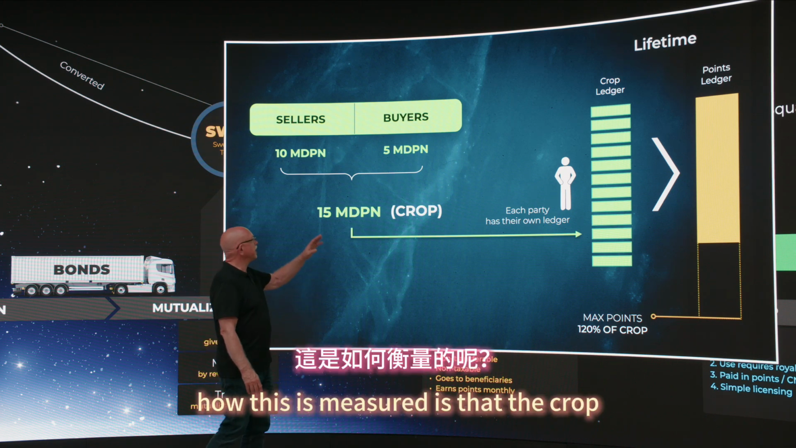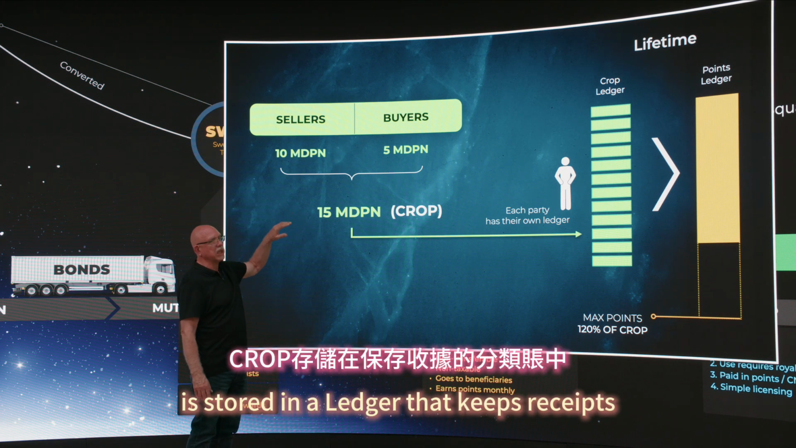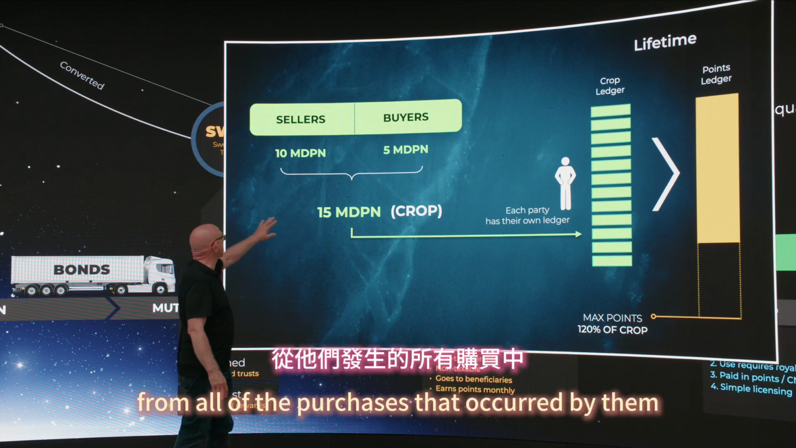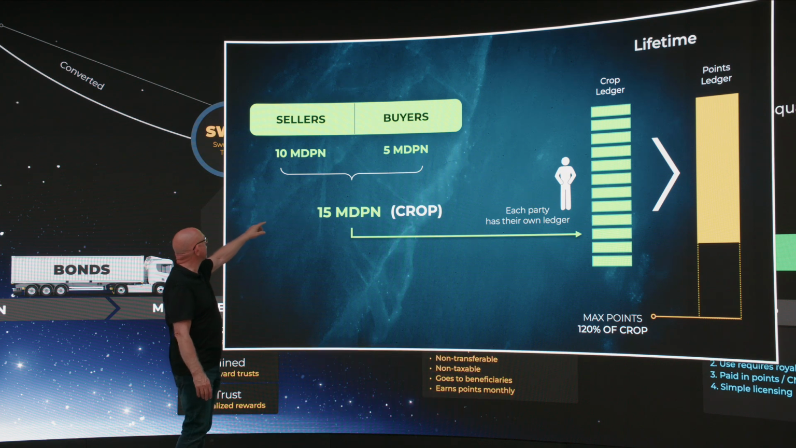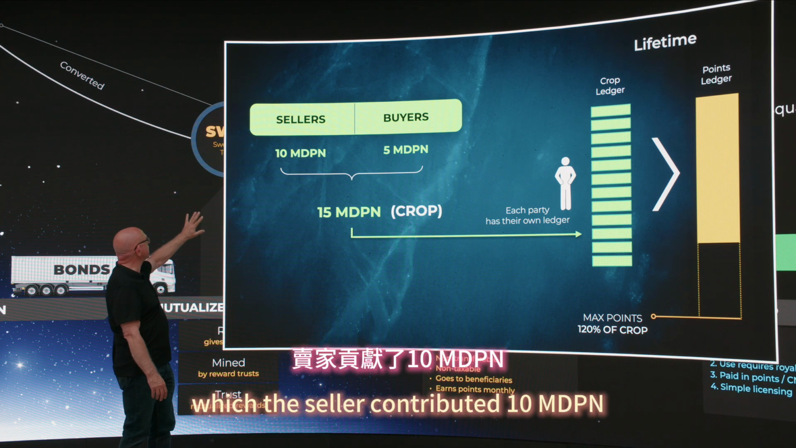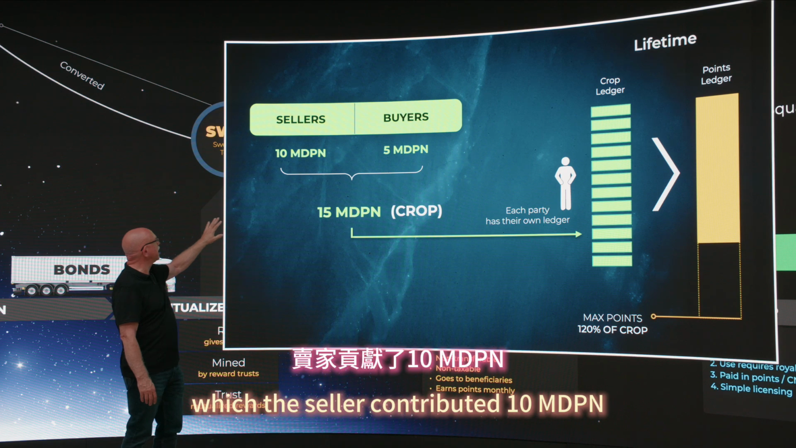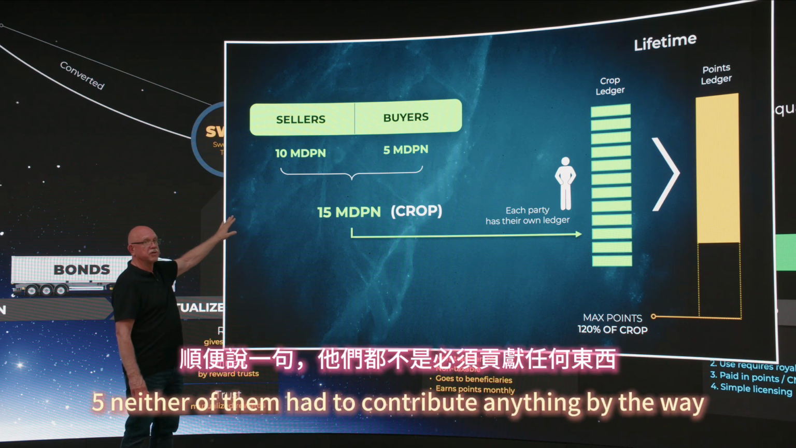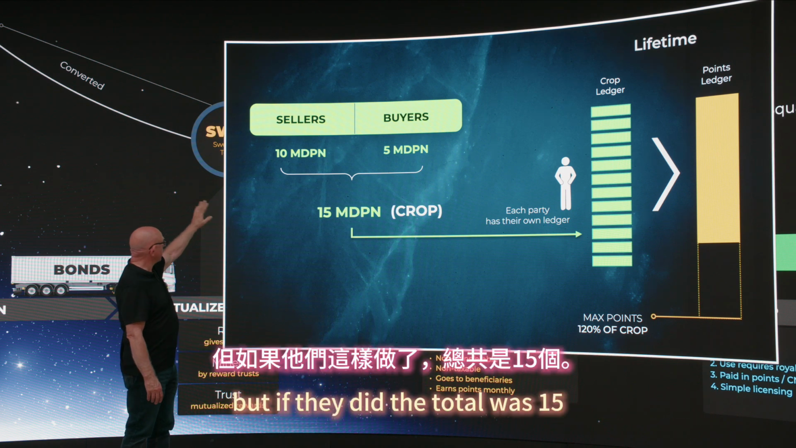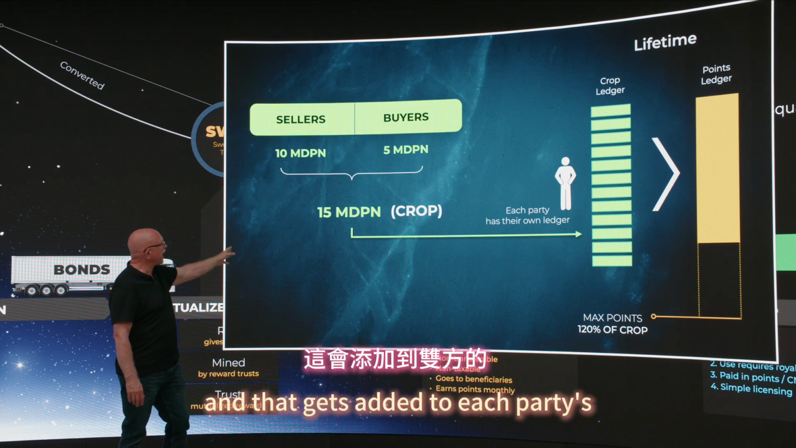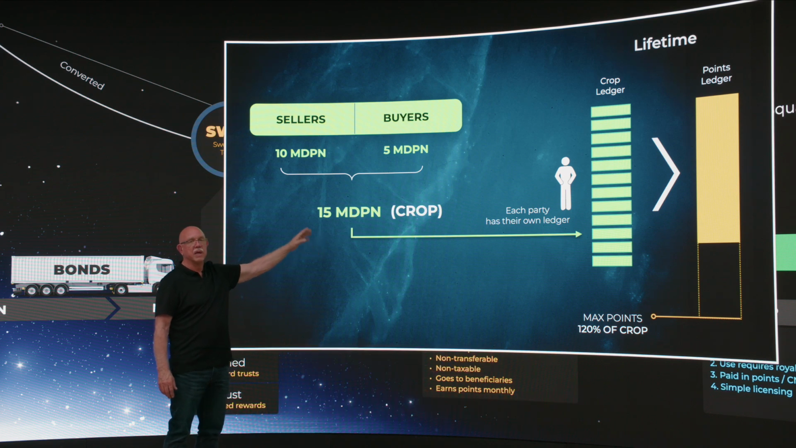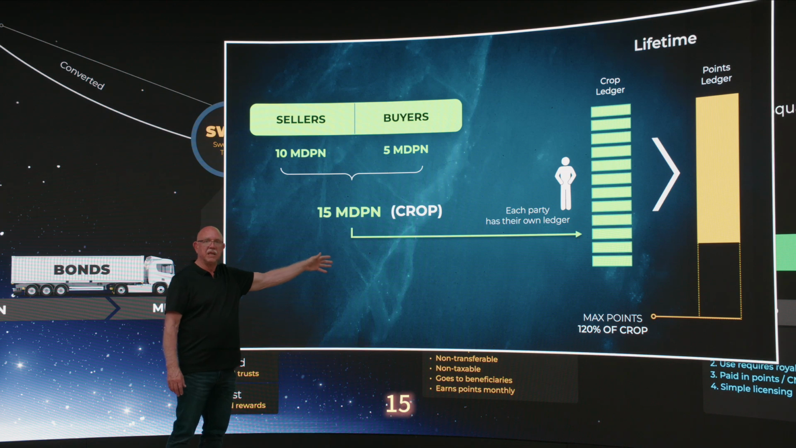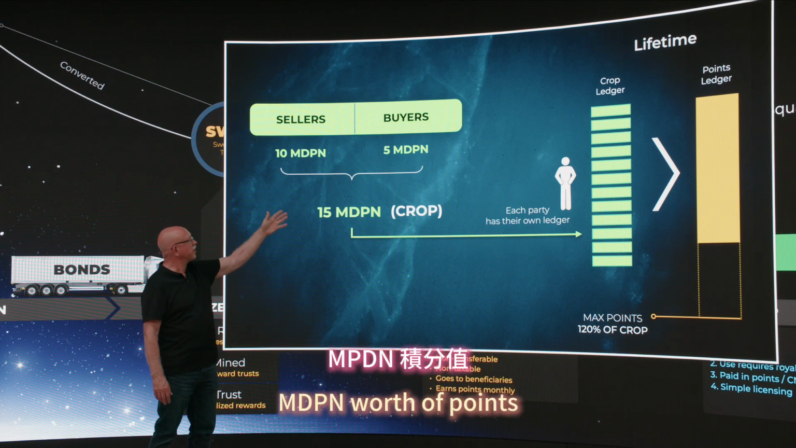How this is measured is that the crop is stored in a ledger that keeps receipts for each party from all of the purchases that occurred by them or their counterparty. So if we have a transaction in which the seller contributed 10 MDPN and the buyer contributed 5, neither of them had to contribute anything, by the way. But if they did, the total was 15, and that gets added to each party's crop ledger as a receipt for having purchased 15 MDPN worth of points.